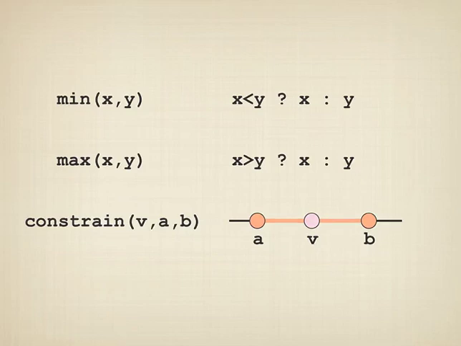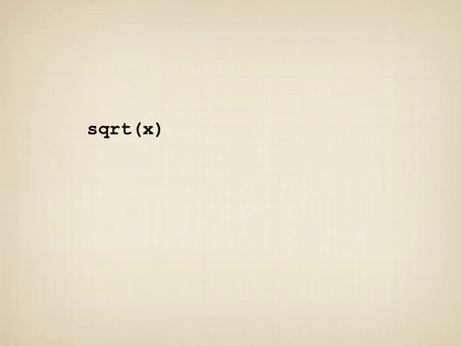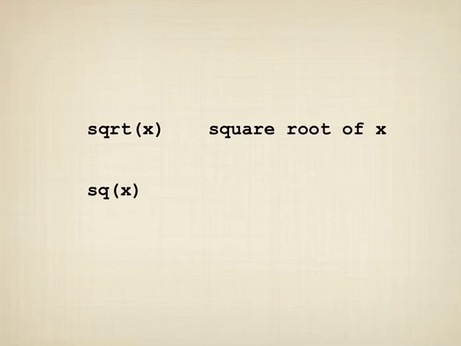Finally, we have a couple of little math routines. If you want to find the square root of a number, you can call this function sqrt, and that returns the square root of it. If you want to square a number or multiply it by itself, you can call sq. This is really just a shorthand for x times x. You might wonder, what's the value of this? Well, if x is a long variable name, this can save you a little bit of typing.